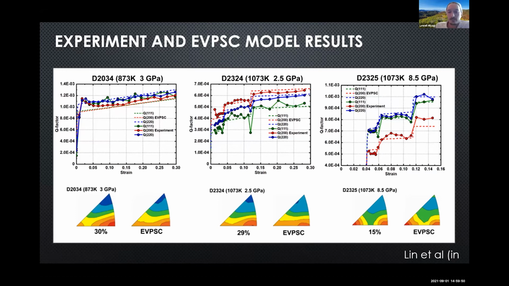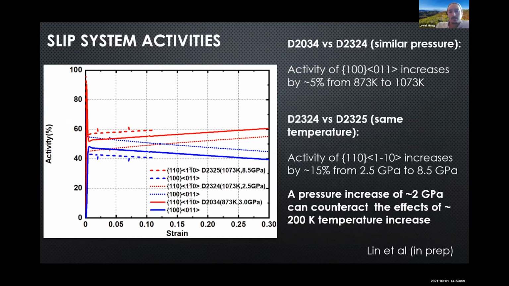The highest temperature ones didn't develop texture, which we interpret, together with the lack of lattice strain anisotropy, to be indicative of diffusion creep. Okay, so here you can plot all these experiments where we observe texture and we simulate them, and you can model the slip system activities and look at them as a function of temperature and pressure.